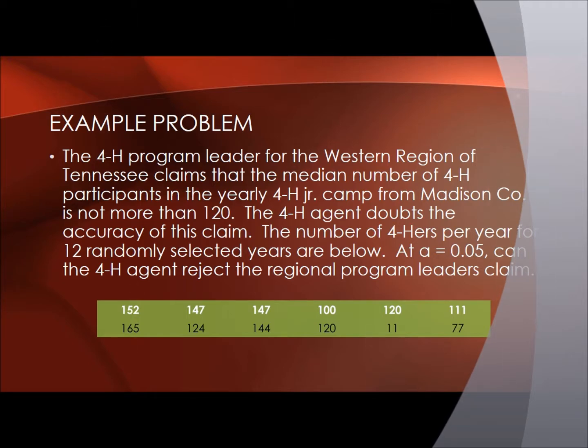The 4-H program leader for the Western region of Tennessee claims that the median number of 4-Hers participating in the yearly 4-H junior camp for Madison County is not more than 120. The 4-H agent doubts the accuracy of this claim. The number of 4-Hers per year for 12 randomly selected years are below. At alpha equals 0.05, can the 4-H agent reject the regional program leader's claim? Below are the 12 randomly selected years, or how many participants went each year.